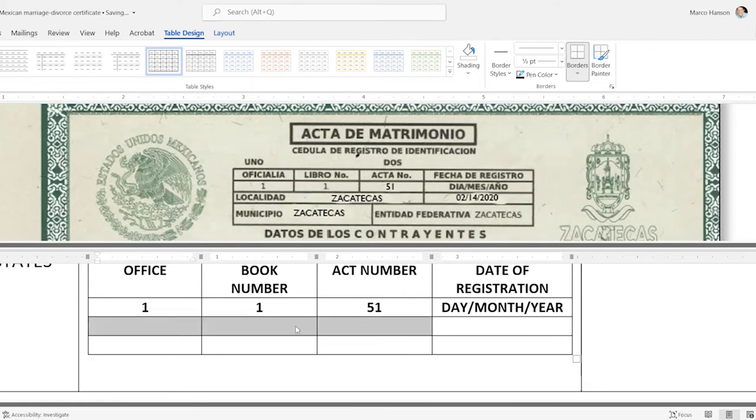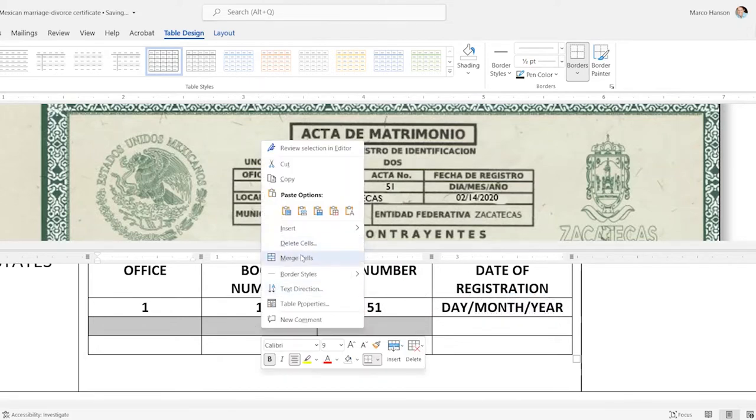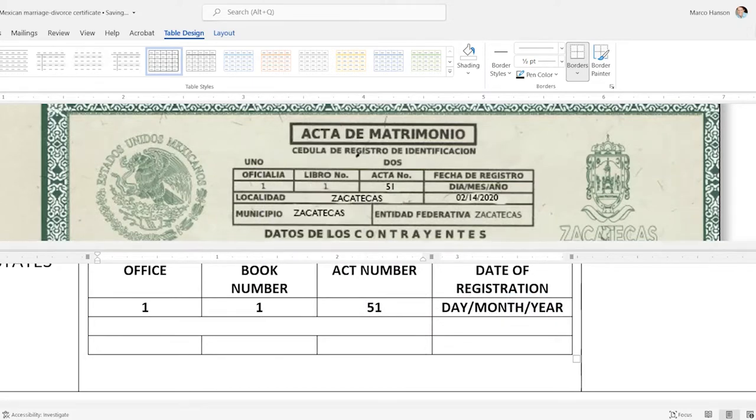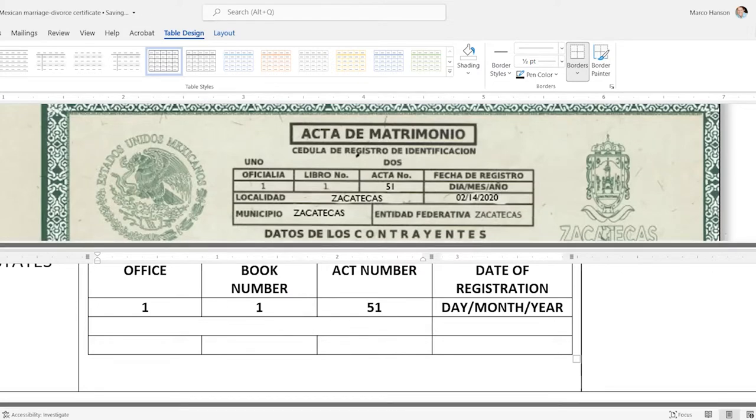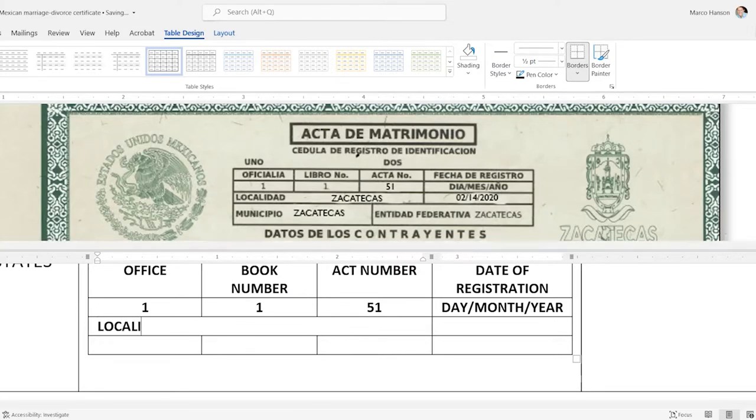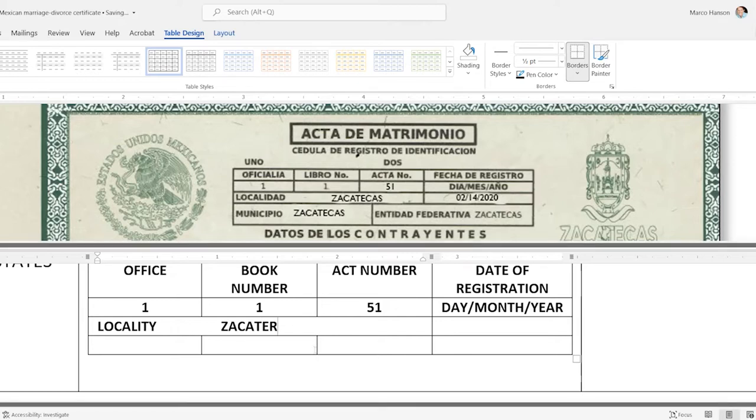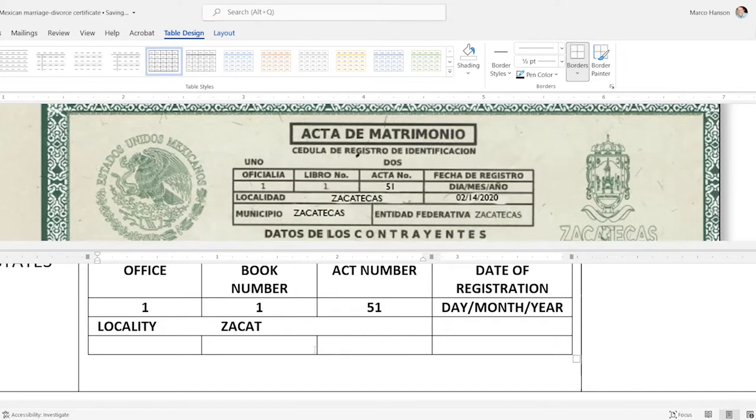Three, I'm going to join. So when you have cells that are joined together, you select all of them and then right-click on it and choose Merge Cells, and that makes one long cell out of it. For localidad, we've used different English versions. Locality, place. I'm going to put locality. I think there's an exact equivalent of a lot of these terms in English. Zacatecas, but locality is a word, and it reminds me of localidad.